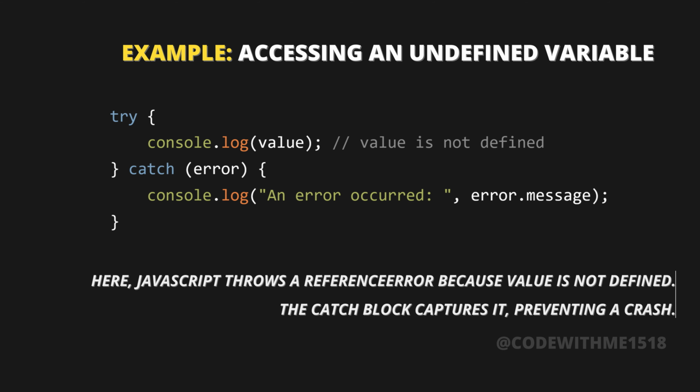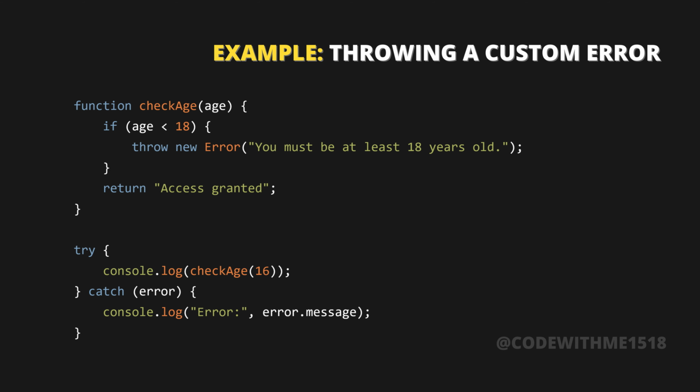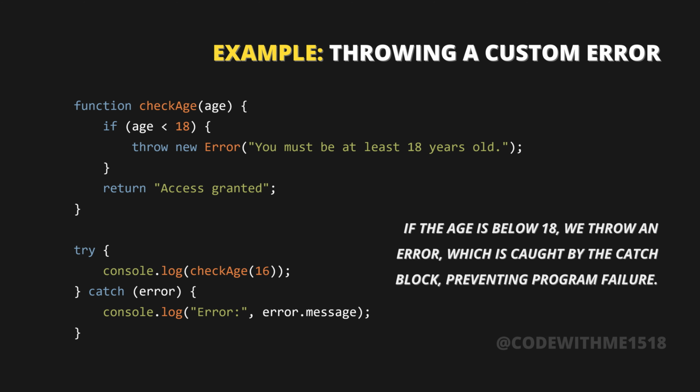The throw statement. Sometimes you may want to generate custom errors using the throw statement. This is useful for validating inputs or enforcing rules in your application. Example: throwing a custom error. Function checkAge, if age is less than 18, throw new Error, you must be at least 18 years old. Return access granted. Try, console.log, checkAge 16. Catch error, console.log error.message. If the age is below 18, we throw an error, which is caught by the catch block, preventing program failure.